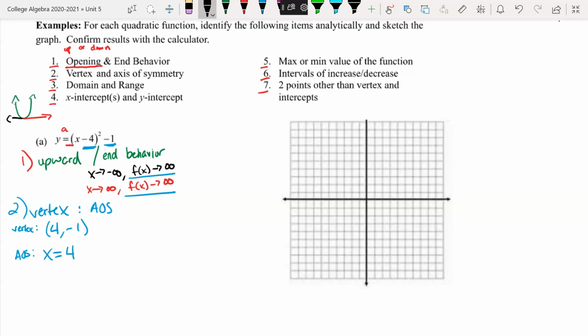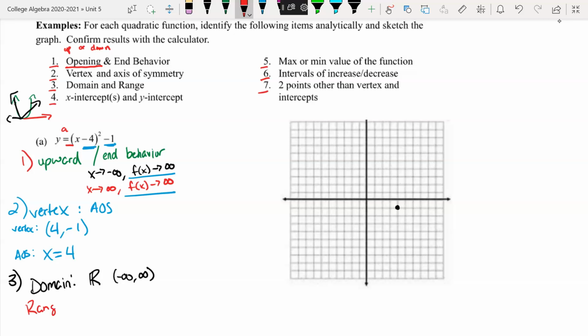Okay. Step 3, domain and range. Before I do domain and range, I want to graph my vertex. So 4, negative 1, 1, 2, 3, 4, negative 1. Now let's think about domain and range. As I go to the left and I go to the right, that's my domain. If you think about a parabola, it's going to go on forever in the left and forever in the right. So your domain is going to be all real numbers, or you could write it as negative infinity, positive infinity. That's going to be the answer for almost every domain in a parabola.